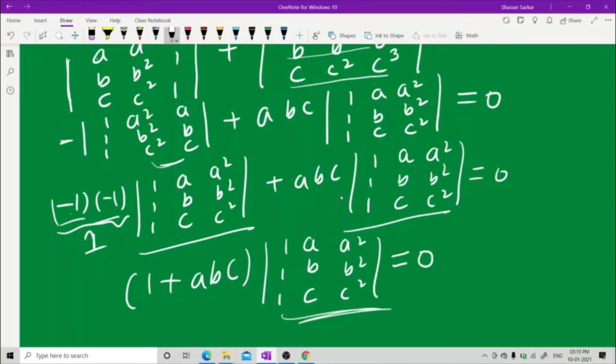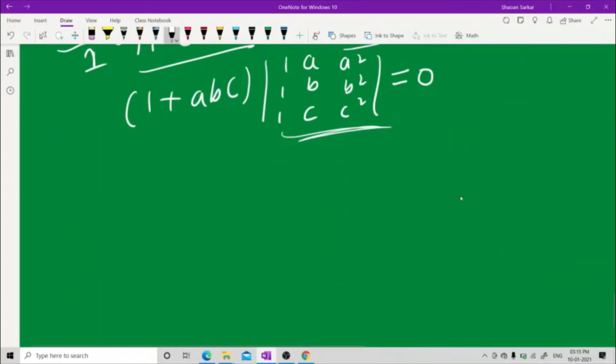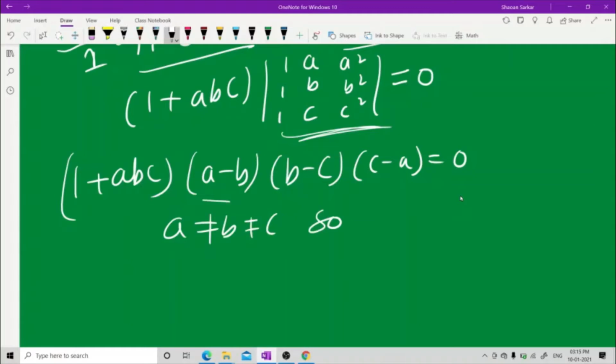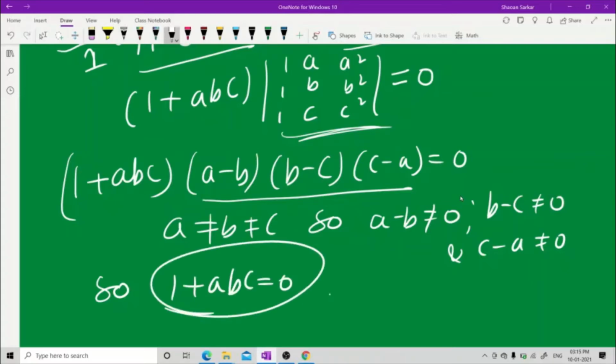Just now I expanded it using Vandermonde's method or the other method. So you have the result here: 1 plus abc, then a minus b, b minus c and c minus a, equal to 0. They have given in the question that a, b, c are all different, so neither of these factors will be equal to 0. So 1 plus abc is 0, hence proved. This is the way it has been proved.